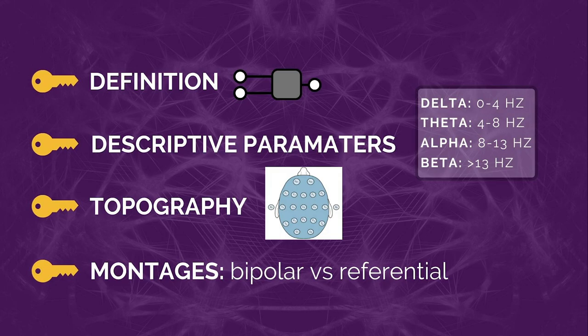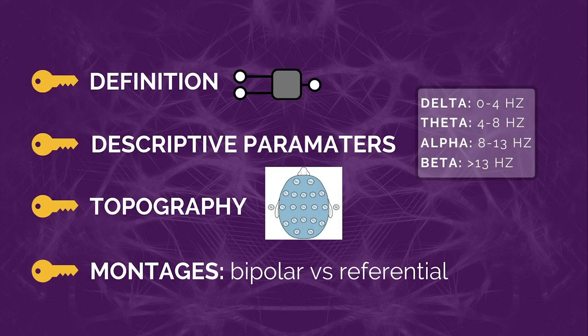There's a lot of descriptive parameters that we can use to describe what we see. One of the important ones is frequency, and we need to memorize that the delta frequency is a range from 0 to 4 Hertz, theta from 4 to 8 Hertz, alpha from 8 to 12 Hertz, and beta greater than 13 Hertz.